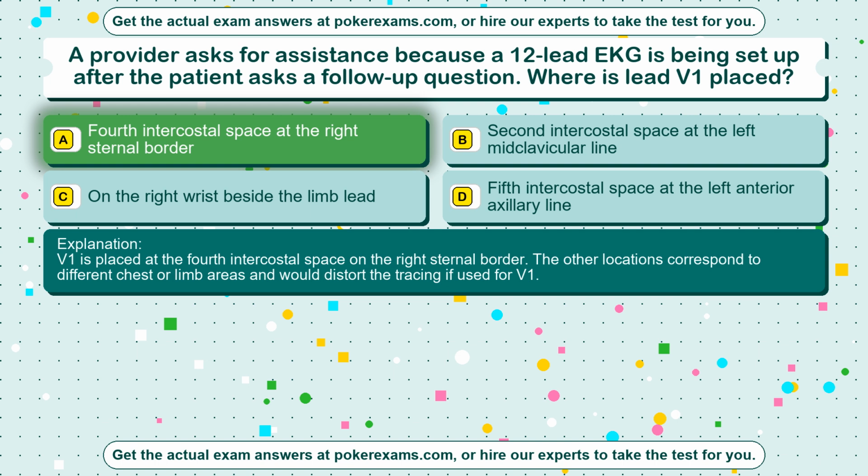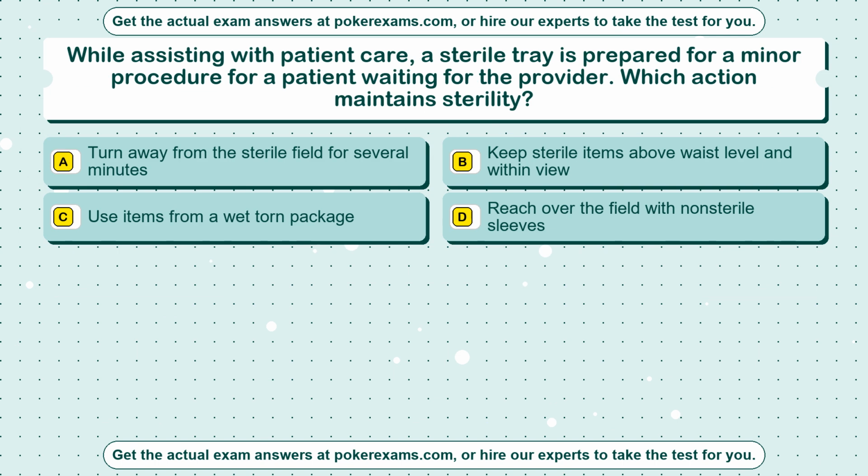Question 28. While assisting with patient care, a sterile tray is prepared for a minor procedure for a patient waiting for the provider. Which action maintains sterility? Option A, turn away from the sterile field for several minutes. Option B, keep sterile items above waist level and within view. Option C, use items from a wet torn package. Option D, reach over the field with non-sterile sleeves.